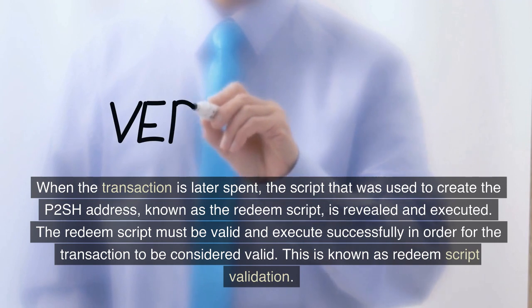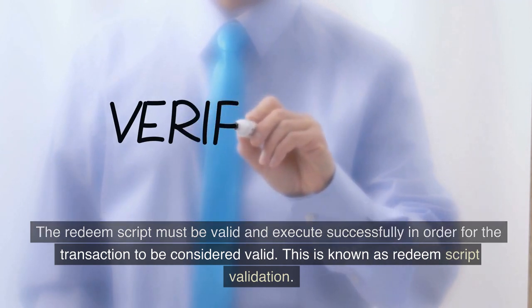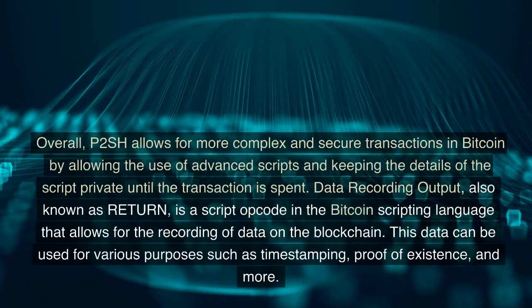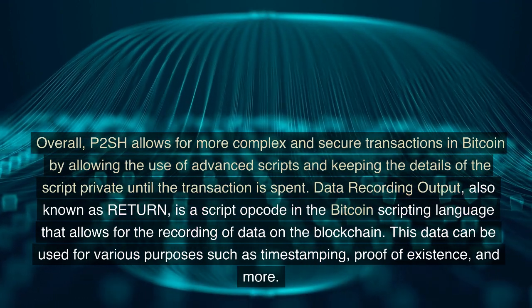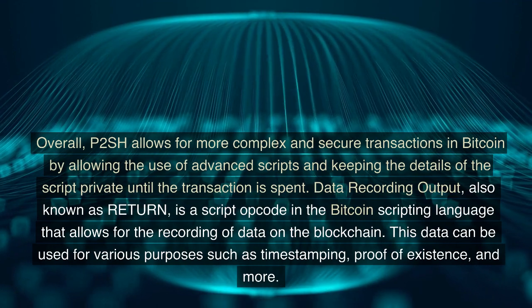The redeem script must be valid and execute successfully in order for the transaction to be considered valid. This is known as redeem script validation. Overall, P2SH allows for more complex and secure transactions in Bitcoin by allowing the use of advanced scripts and keeping the details of the script private until the transaction is spent.